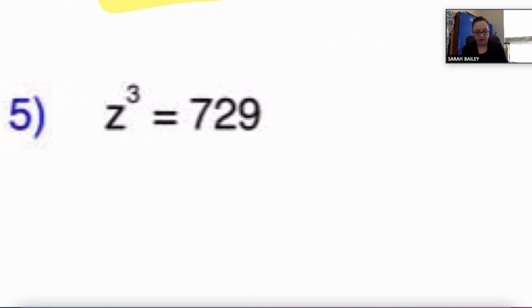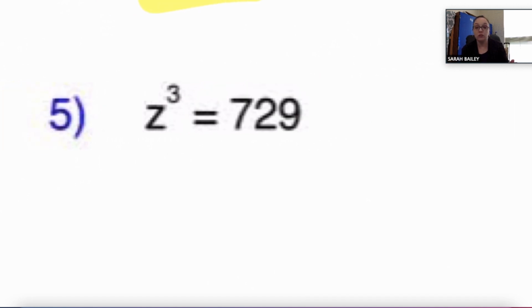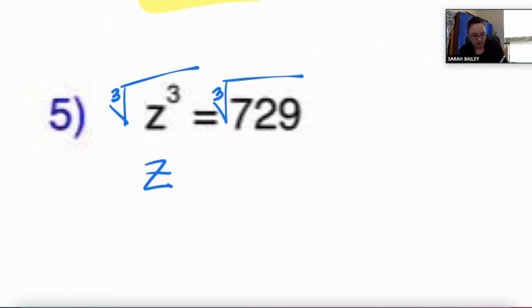Okay? All right, now we're going to do Z cubed is equal to 729. So I'm going to do the cubed root of both sides. So the cubed root of 729, and I don't know that one off the top of my head, so I had to type it in, and that's going to be 9. So Z would be 9. Again, it's a cubed root, so there's only one solution.